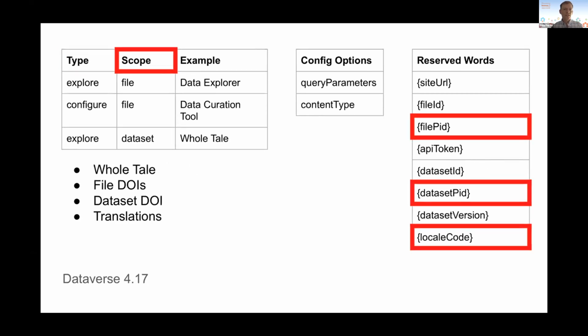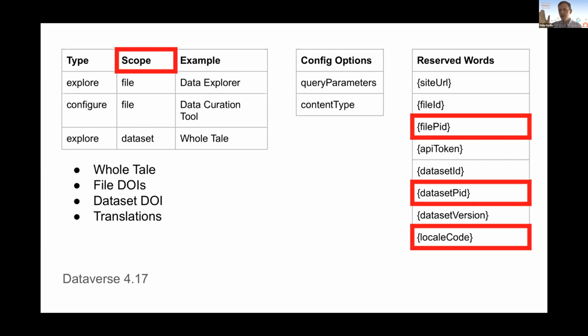On to Dataverse 4.17, another exciting innovation. Here we have a new scope variable, where all the previous tools were file level tools. But we heard from folks at Wholetale, and we'll hear from Casper later about this tool, that yes, it's interesting to explore a single file, but from our perspective as a reproducibility platform, we want all the files. We want the code, we want the data, we want everything. So we said, okay, fine, we'll make tools at the dataset level, no problem.